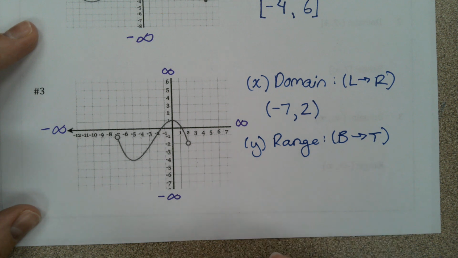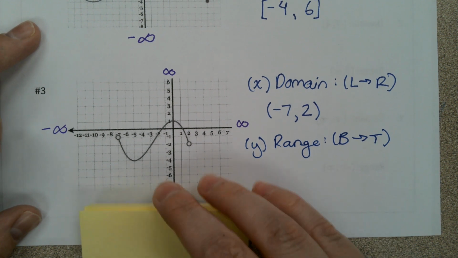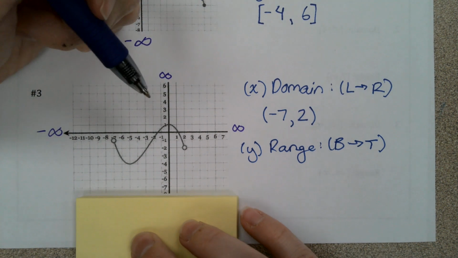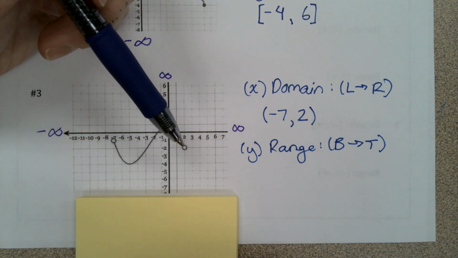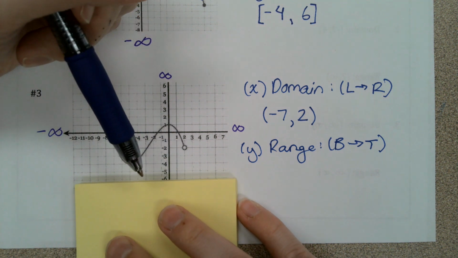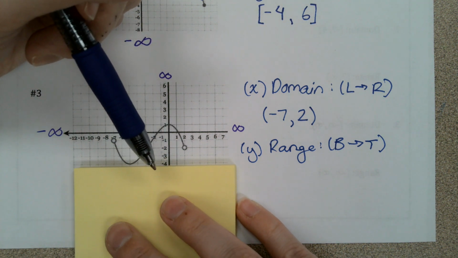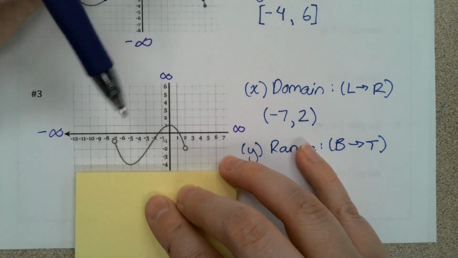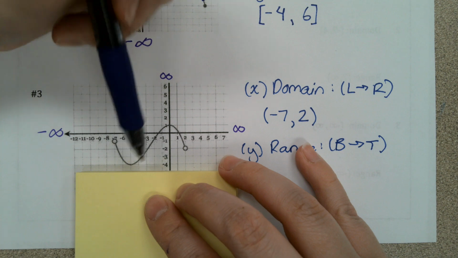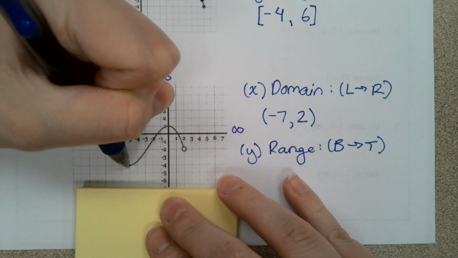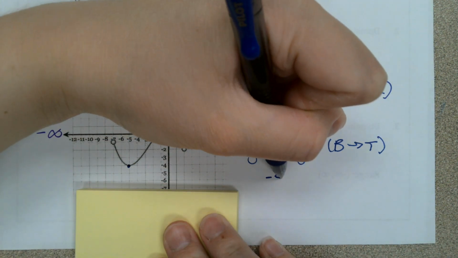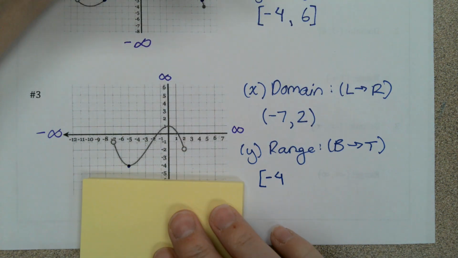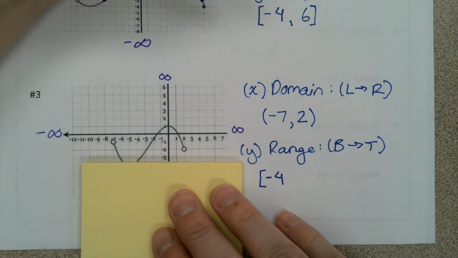Range, bottom to top. Start at the bottom of the graph. We're going to work our way up. We're looking to hit a graph or a point or something. We've got nothing, nothing, nothing, nothing. Negative 4 is where the graph starts for the y values. Again, solid line means there's a point here. So negative 4 has a bracket. It's included. We're going to go up.